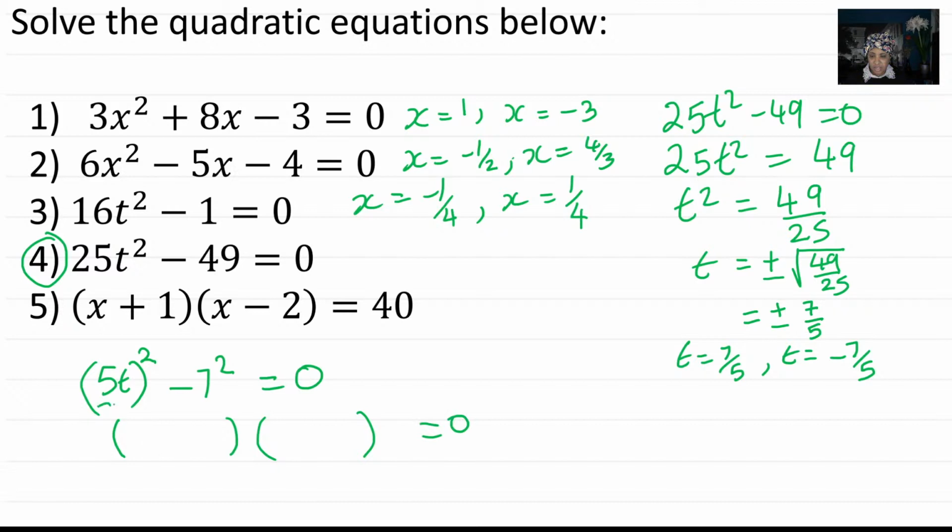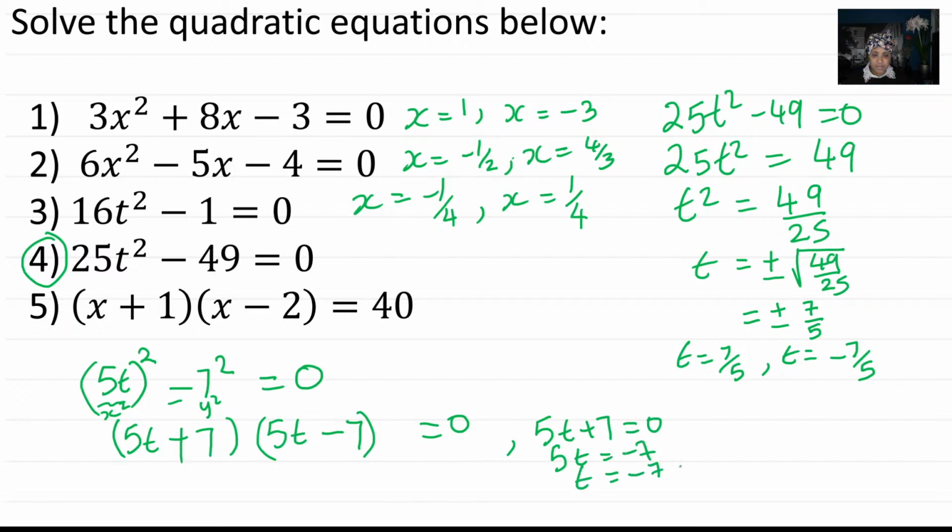So imagine that's your x squared and imagine that's your y squared. Okay, so that's going to be 5t, one bracket you have plus 7, and then in this bracket you have 5t minus 7. So your solutions, if you take the first bracket, 5t plus 7 equal to 0. So 5t is equal to negative 7, and then t is equal to negative 7 over 5.